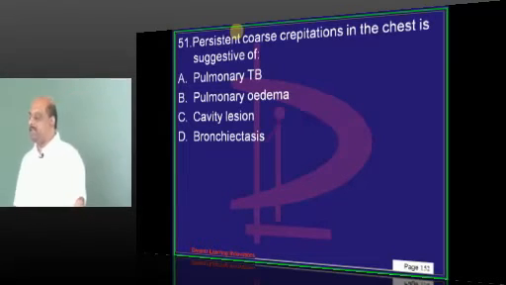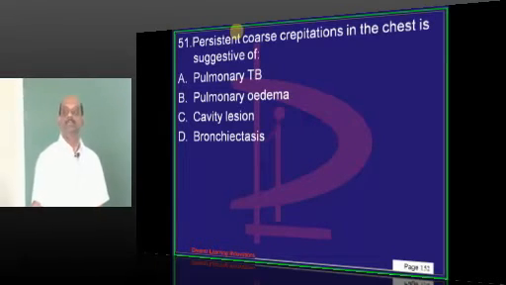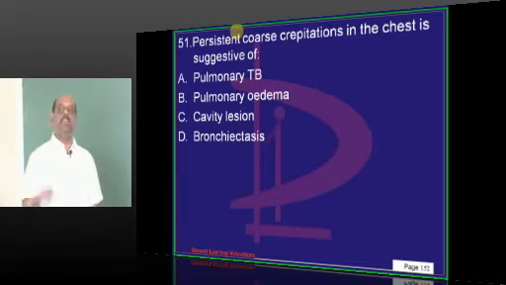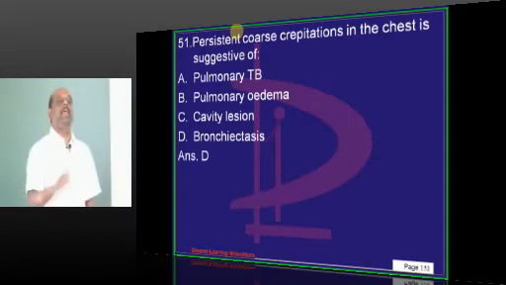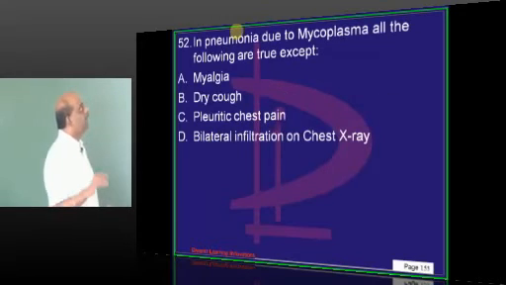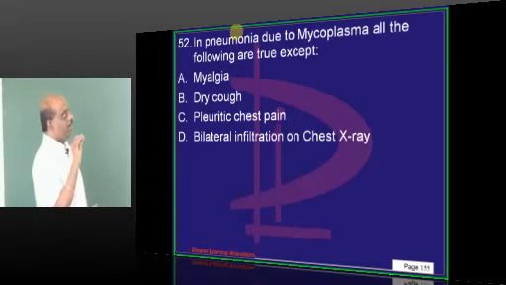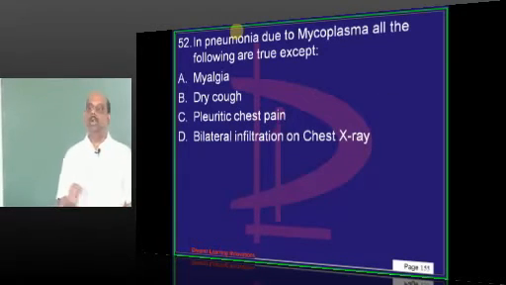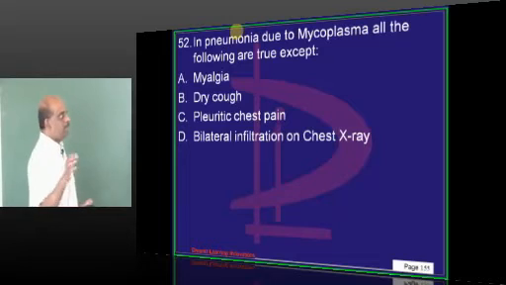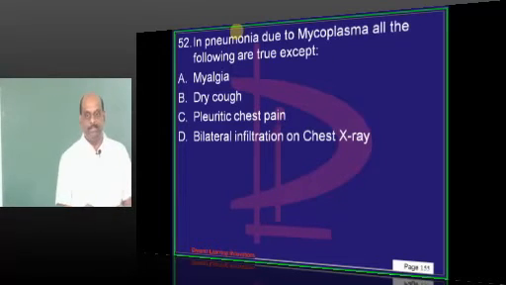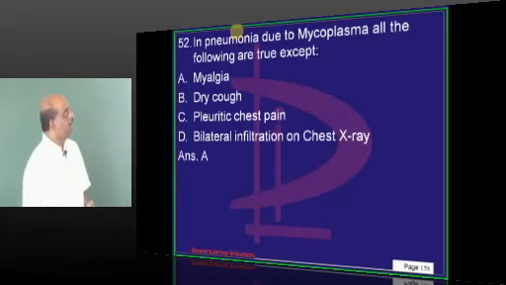Persistent coarse crepitations. How many answered pulmonary edema? Persistent is the word. Actually, coarse crepitations is a feature of both pulmonary edema and also bronchiectasis. But the word persistent makes it more likely to be bronchiectasis. In pneumonia due to mycoplasma, what is not a feature? Legionella versus mycoplasma. In mycoplasma, dry cough, pleuritic chest pain, bilateral infiltration can all be there. Myalgia less likely.